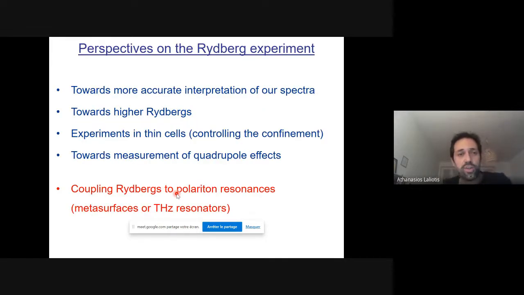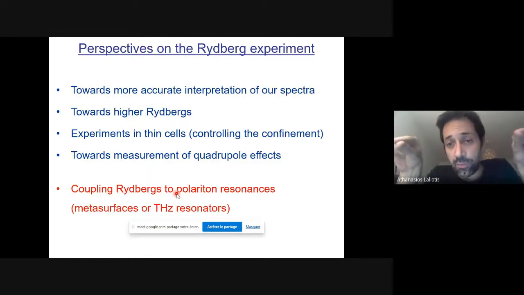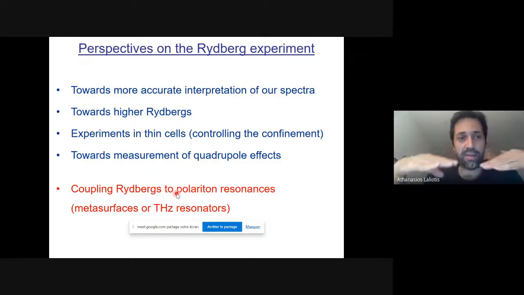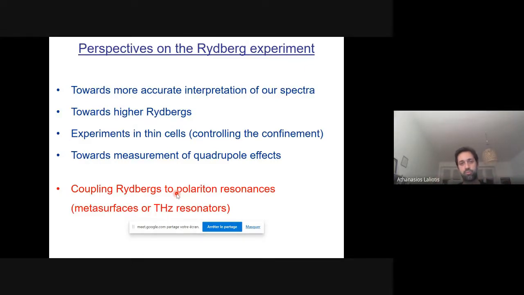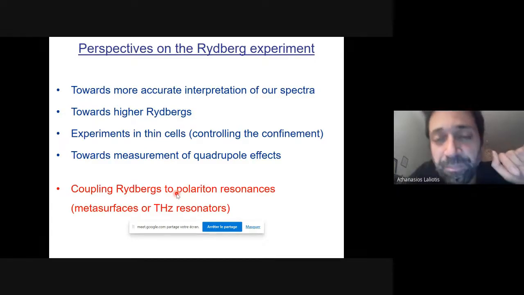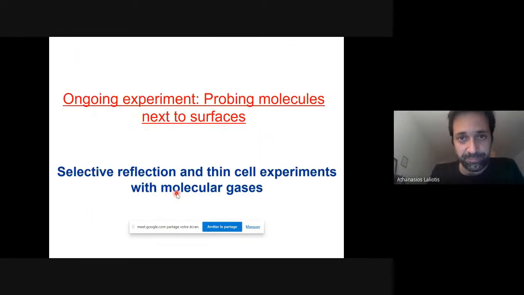And in the future, what we want is to have a better interpretation of our spectra in order to extract a more accurate measurement of the C3 coefficient, and then eventually go towards higher Rydbergs, and also experiments in thin cells. We think that a much more careful analysis of our experiment can lead to a measurement of the quadrupole effects if we include them in our theoretical modeling. Okay, so this is the status of this experiment.